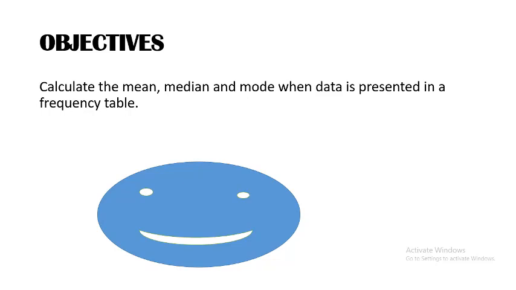Remember, in our previous lesson, we had to calculate the mean, median, and mode when the data was presented in the form of a list. However, in this lesson, the data will be presented in a frequency table, and we are going to see how we can calculate the mean, median, mode, and range.